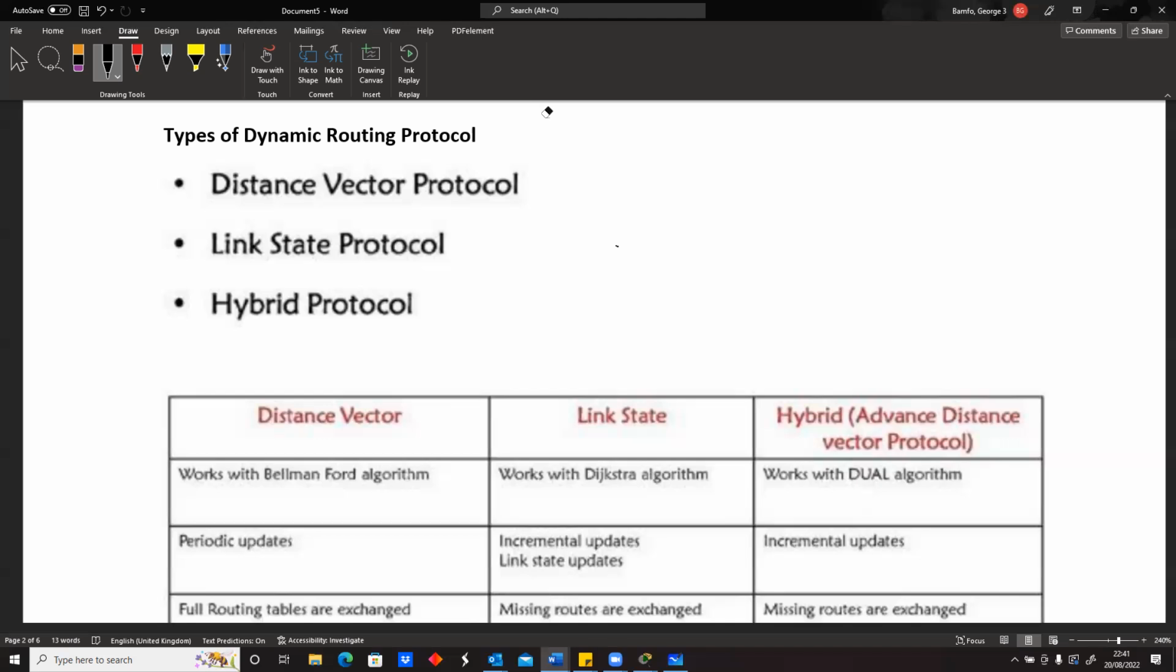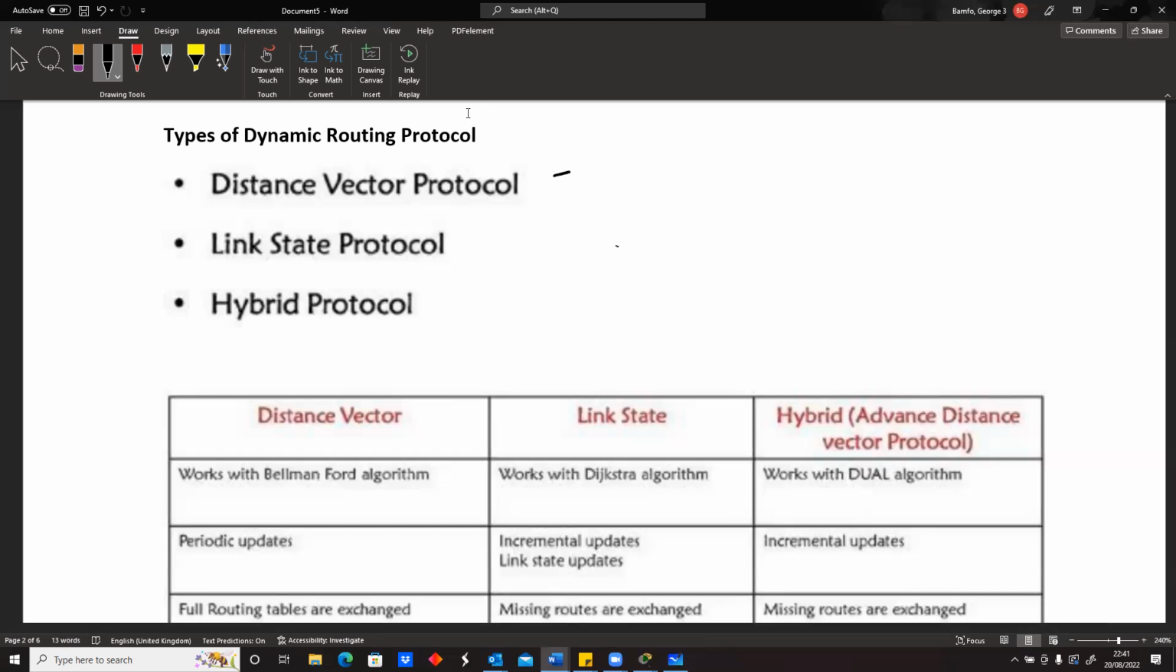We also have what we call a hybrid. A hybrid protocol is where you consider both the distance vector and the link state, like a mixed race child born of a white person and a black person. That kind of idea, where you have different protocols which are mixed, is what we call the hybrid.